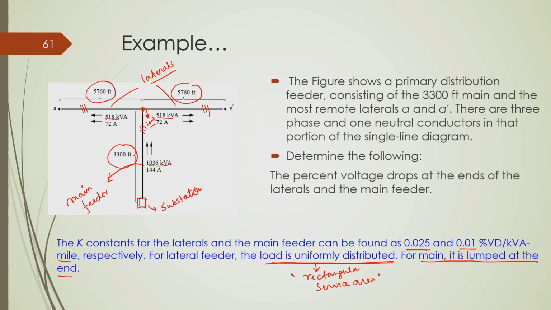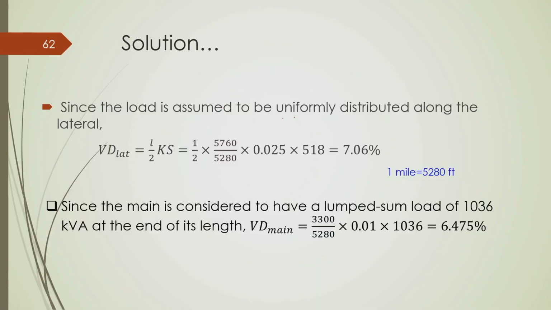So, this information is given and you are supposed to determine the percentage voltage drop at the ends of the lateral and at the main, that means the percentage voltage drop at the ends of these two, A and A dash, and at this point, let us say B. So, percentage voltage drop at this point as well as at these two points A and A dash. Since both the laterals are identical, you can assume there will be the same voltage drop at the end of both the laterals.